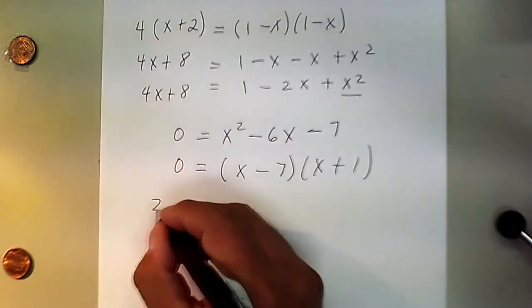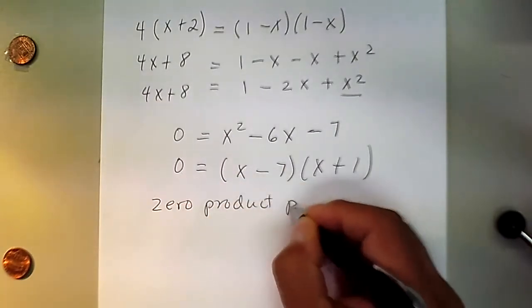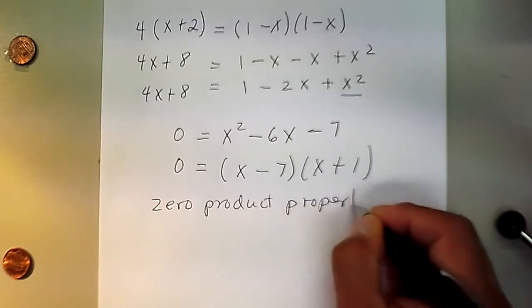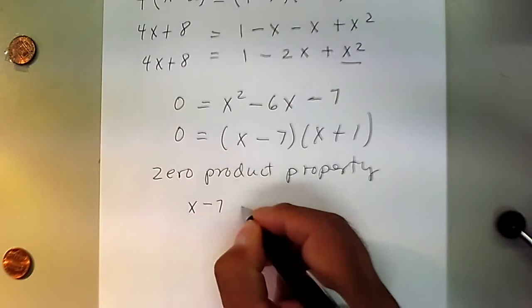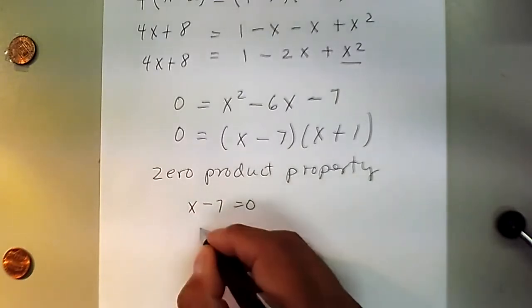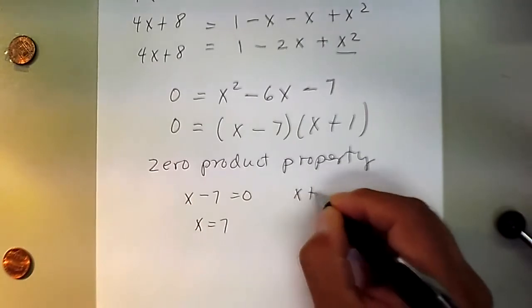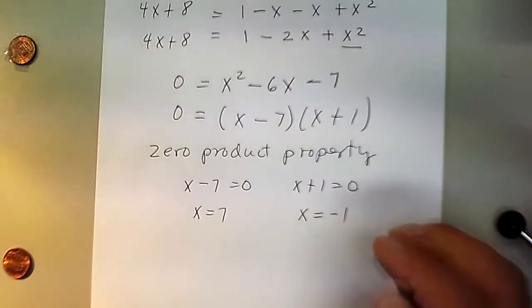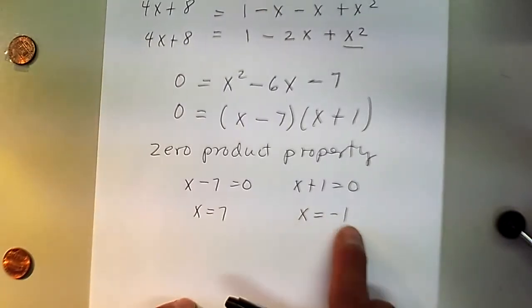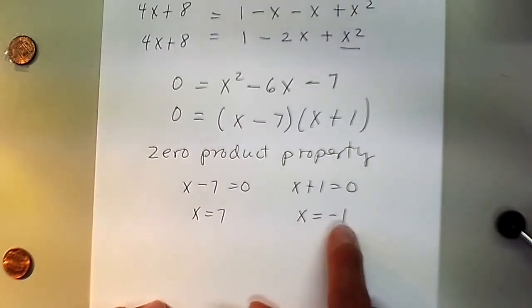So we use the zero product property. And so x minus 7 is equal to 0, in which case x is 7, and x plus 1 is equal to 0, in which case x is negative 1. And we're probably thinking, well, we're going to reject that guy. I can tell from a mile away. That's a negative. Well, not so quick. Not so quick. Let's see.